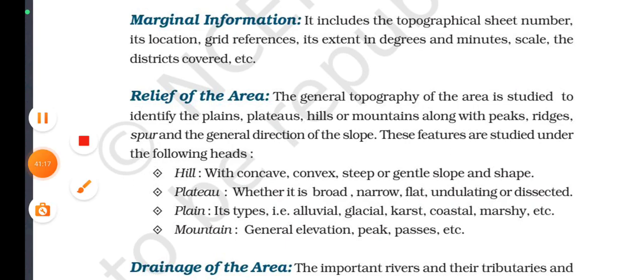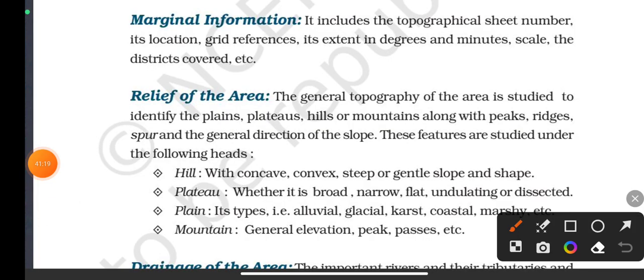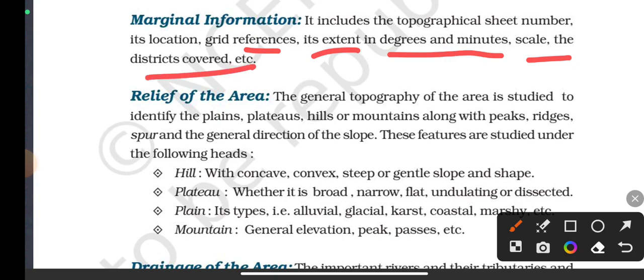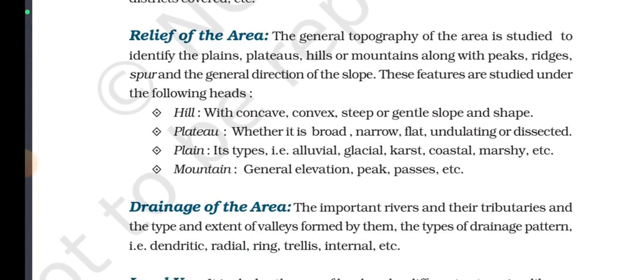Okay. So marginal information, it includes the topographical sheet number, its location, grid reference, its extent in degrees and minutes, scale, the district covered, etc. And relief of the area, the general topography of the area is studied to identify the plains, plateaus, hills or mountains along with peaks, ridges, spurs and the general direction of the slope. Those features are studied under the following heads.